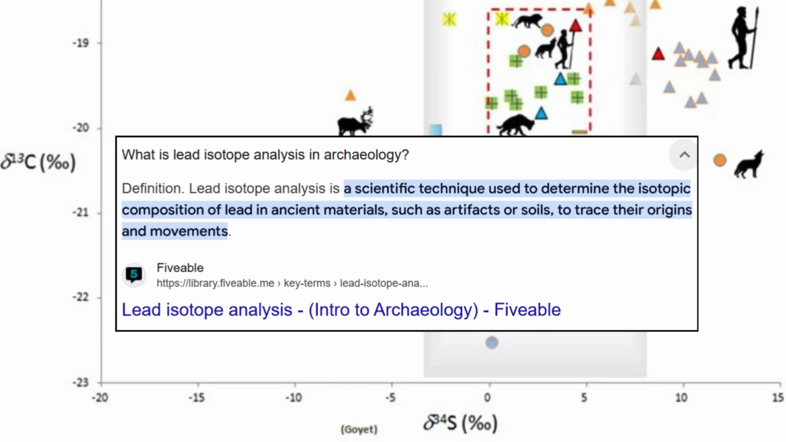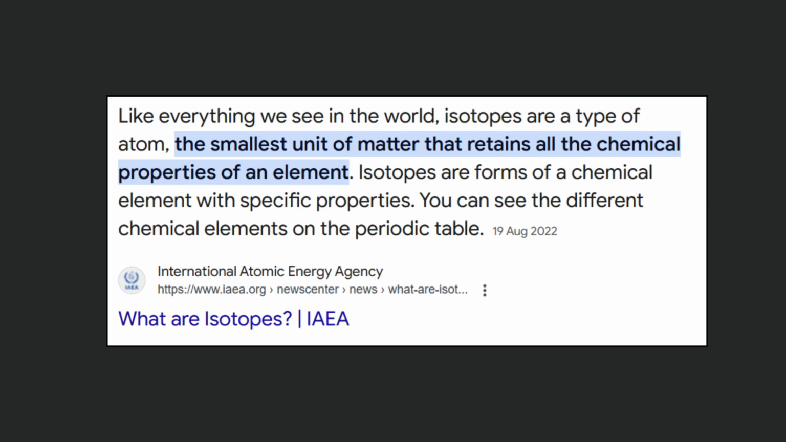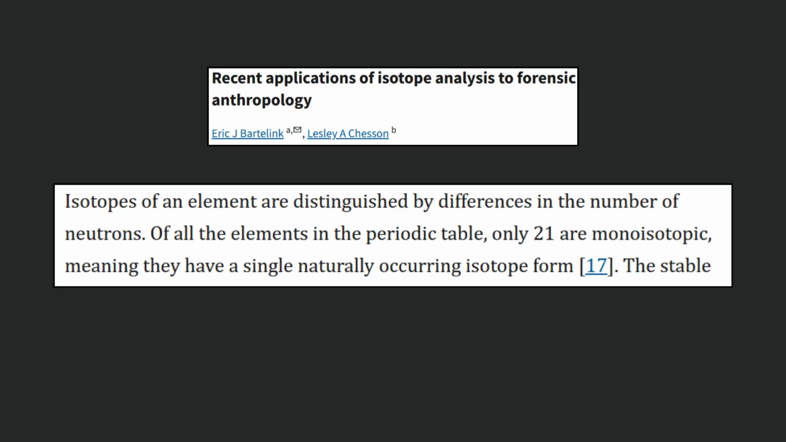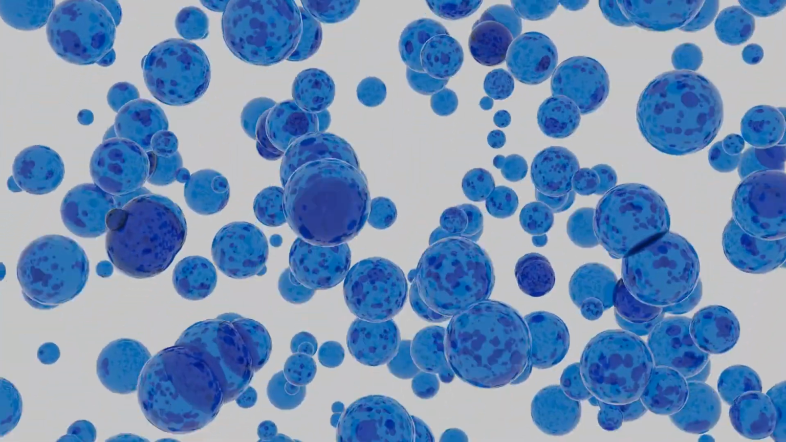So what are we actually talking about when referring to isotope analysis? And bear with me here, as I only got a B in my GCSE in chemistry, but a very basic explanation is an isotope is a type of atom. It is the smallest unit of matter that keeps all of the chemical properties of an element. And as the article tells us, of all the elements in the periodic table, there are only 21 monoisotopic elements, meaning that they have only one naturally occurring isotope form. Isotopes refer to atoms of the same element which have different molecular weights.